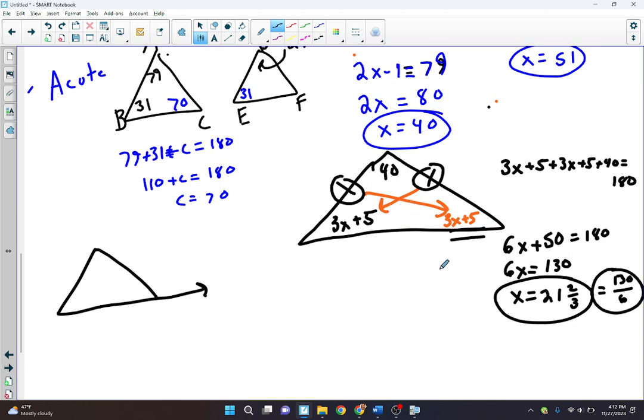Well, what would this angle be if you didn't know that? Would it be 40 or 3x plus 5? Give me 40. No. Okay, but understand why it's 3x plus 5. I'm explaining why. If you thought it was 40, you would have been wrong. That's why I'm explaining why it is.